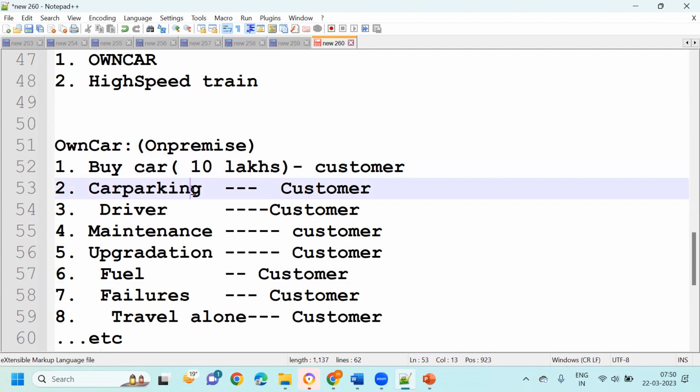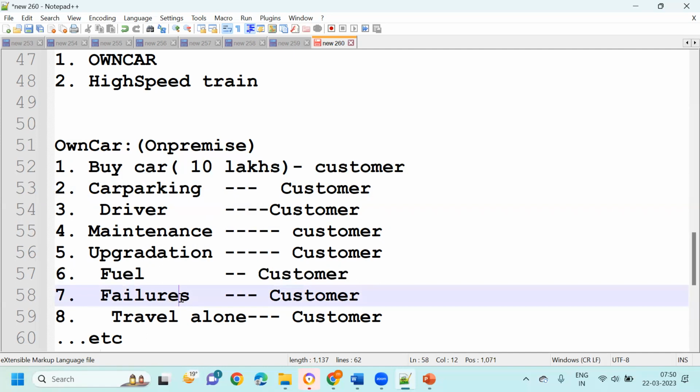The infrastructure part, everything has to be taken care of by the customer itself: electricity, operating system, database, the related surrounding things. You also need to recruit resources to run and use that application. Maintenance is a separate project in on-premise applications. Upgradation is a separate project; if you want to upgrade, that is extra cost. Failures you need to take care of. Each and everything is a separate project in on-premise.